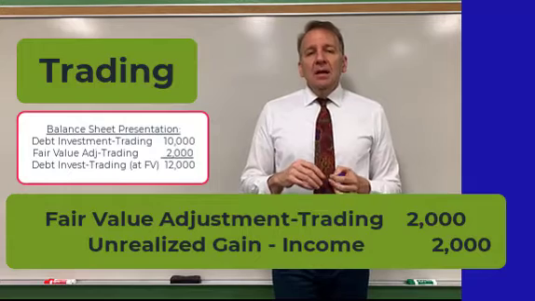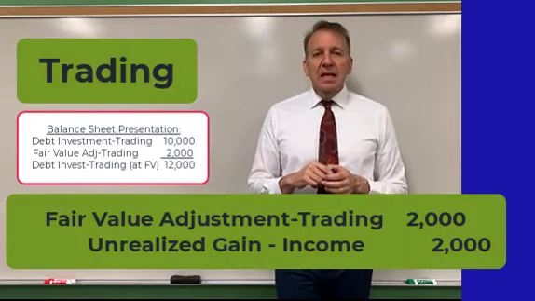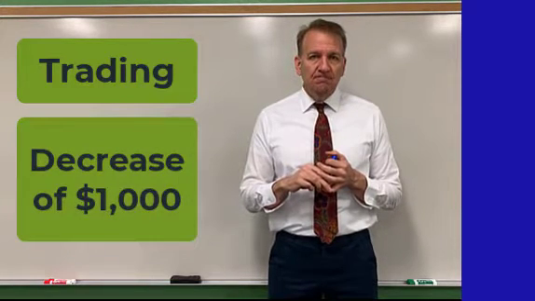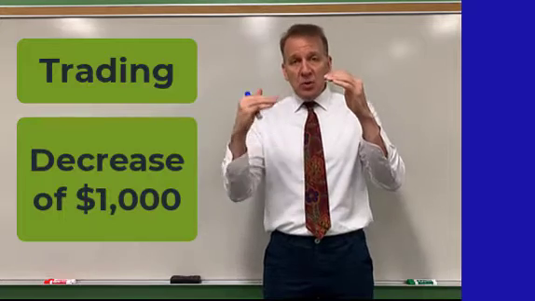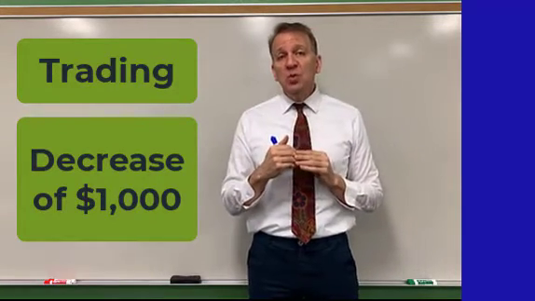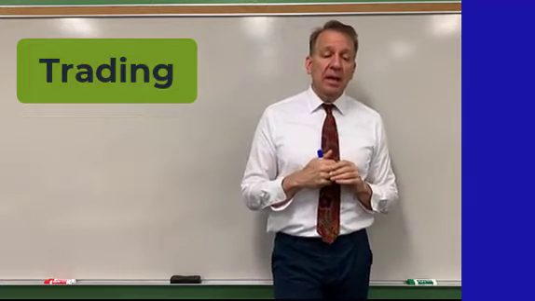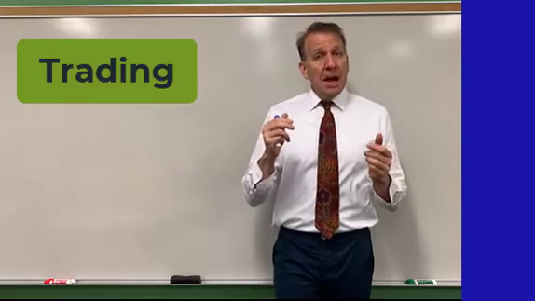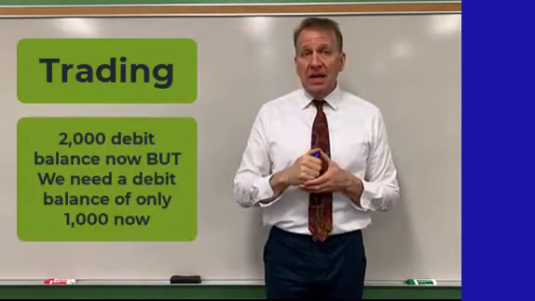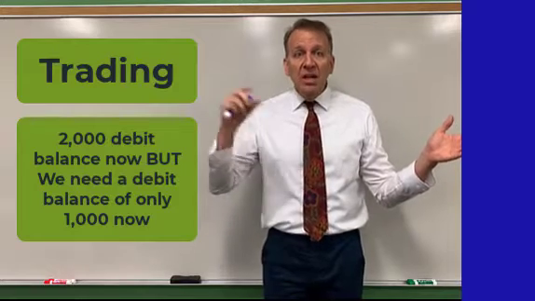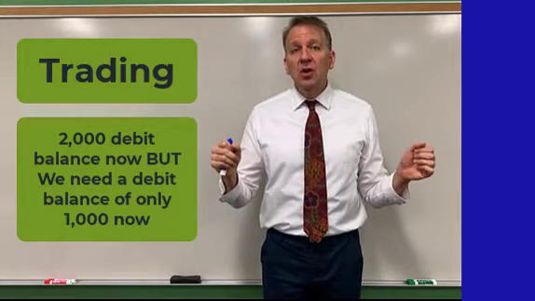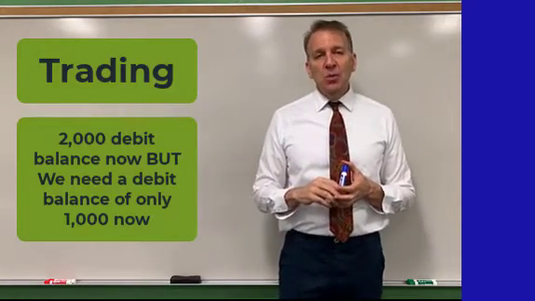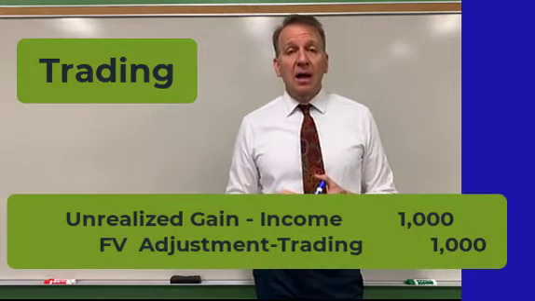Okay, now what happens next year? Let's say the portfolio decreased $1,000, so it went from $12,000 down to $11,000. What we want to do is take a look at that fair value adjustment trading account. That has a $2,000 debit balance in it right now from last year, but this year the change is only $1,000. So what happens is we want to reverse out $1,000. So that's what our journal entry will be. It will be reversing out $1,000 of that.